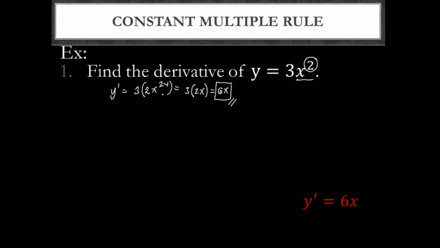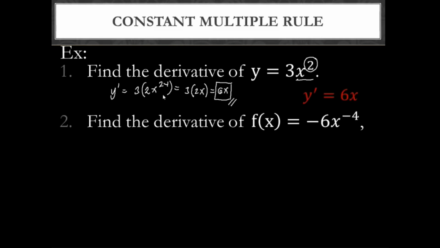Next po. Number 2. Okay? So, kunin yung exponent, multiply sa constant, negative 6 times negative 4 is 24. And then minus 1. So, ito yung magiging x raised to negative 5. Di ba? Eh, bawal po yung negative 5 na exponent. That's why, magiging positive 5. Ito po yung sinasabi ko, ano? Ito yung magiging f prime of x equals 24x raised to negative 5.